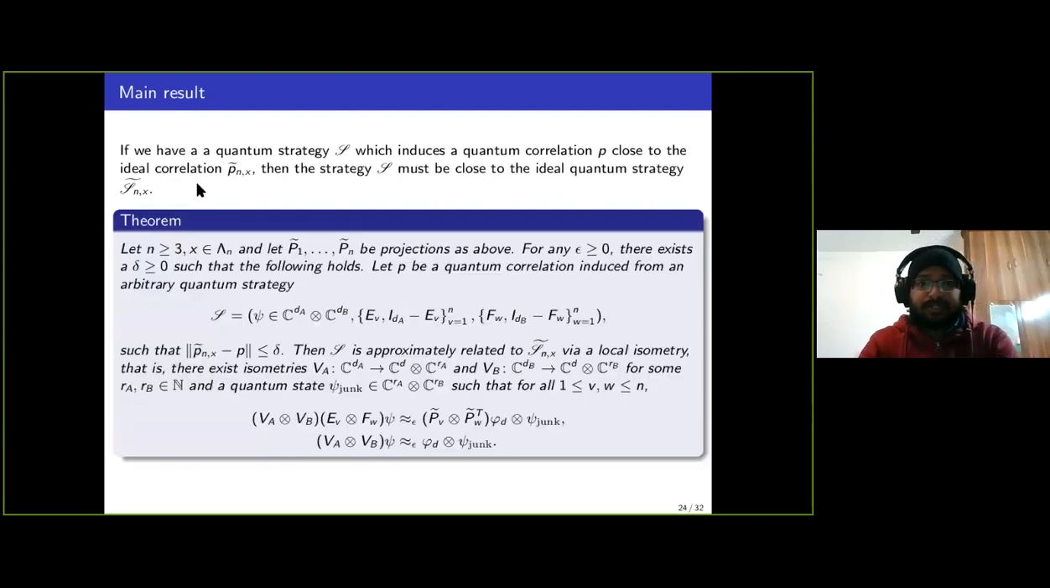In other words, here's the main result. For every epsilon, we can find a delta such that if I have a strategy, script S, given in this form, which yields a correlation P, and P is close to the tilde correlation up to some delta, then the strategy S is approximately related to the tilde strategy via local isometry, which has the same form that we have in the case of CHSH.